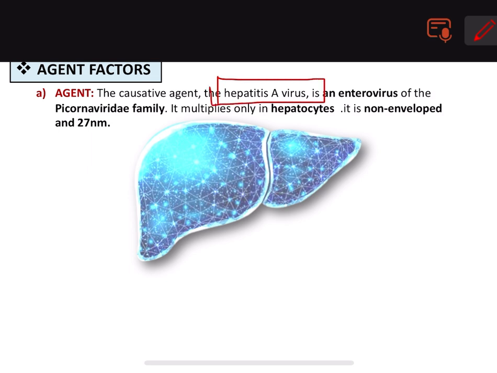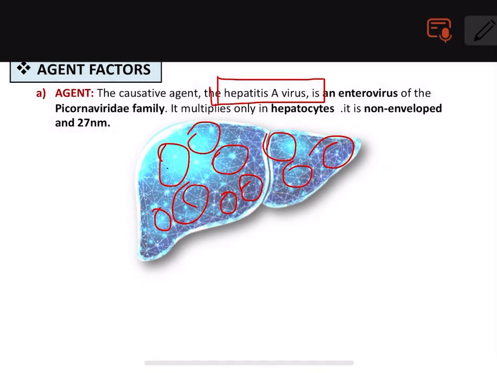It is an enterovirus of the Picornaviridae family. It is multiplying only in the hepatocytes. So where does the hepatitis A virus multiply? The hepatitis A virus multiplies mainly in the hepatocytes. Okay? It multiplies mainly in the hepatocytes.